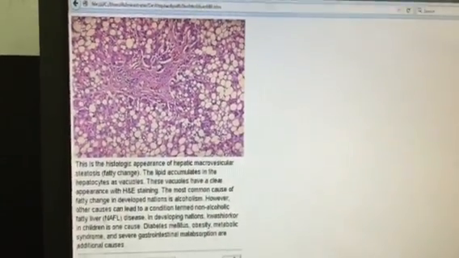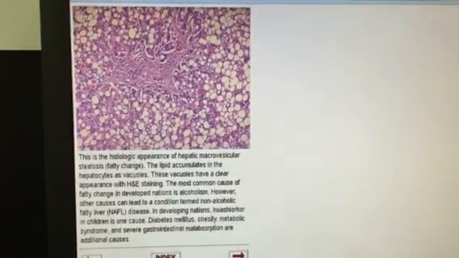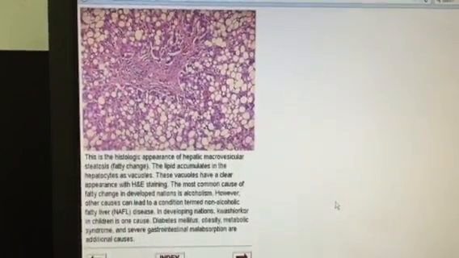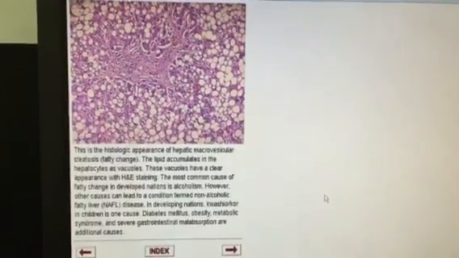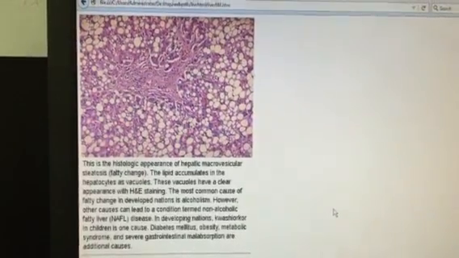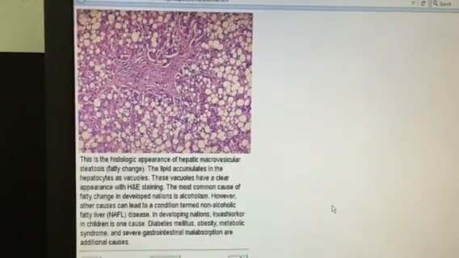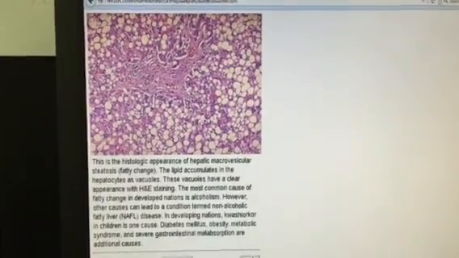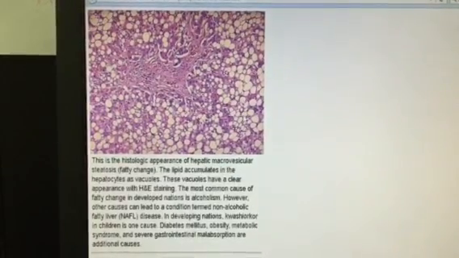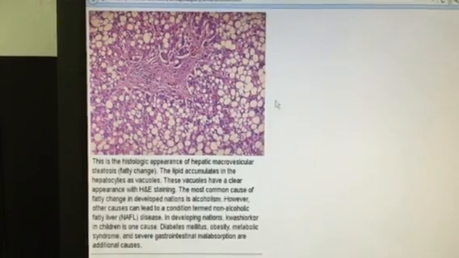This is a more serious change. Again, we can see the lipid inside the hepatocyte. One of the most common causes of this condition is alcoholism. If the patient does not have any history of alcohol, we call it non-alcoholic fatty liver changes. These changes also can be seen in other conditions like diabetes, obesity, metabolic syndrome, and some gastrointestinal malabsorption.